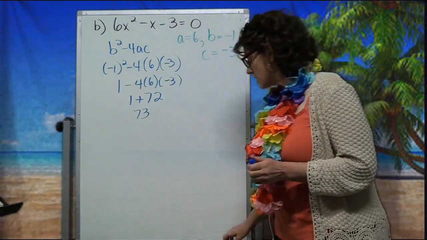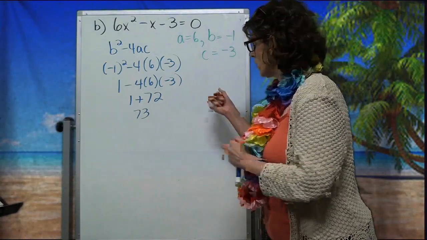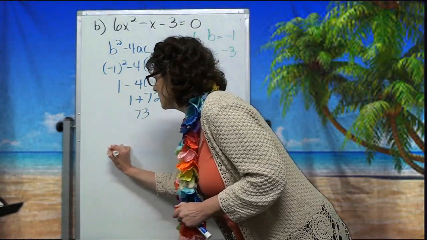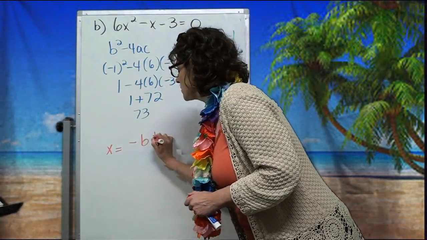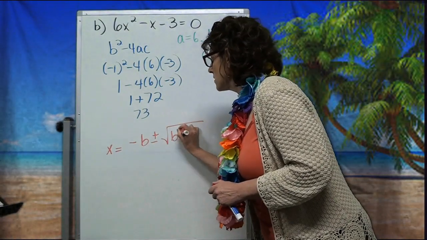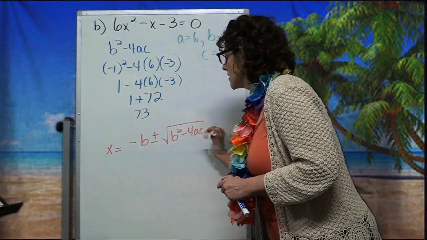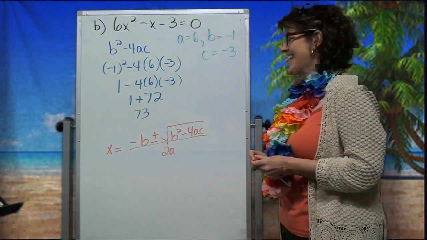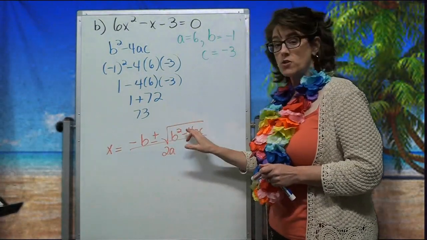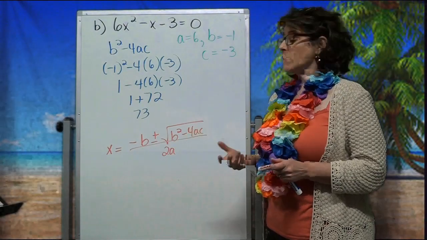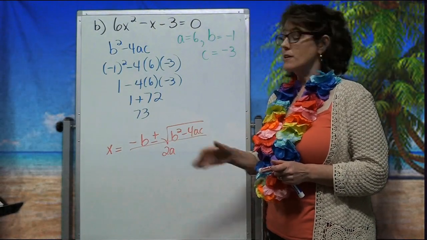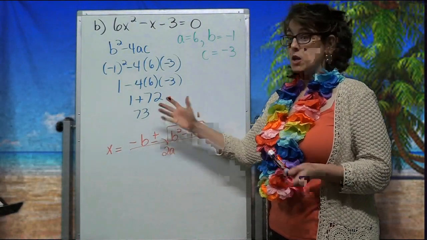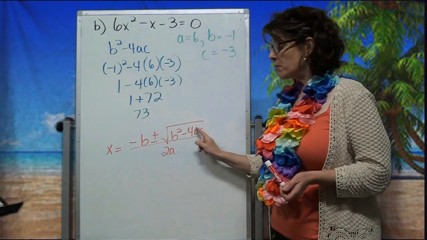So I ask myself, when I'm looking at the quadratic formula, negative b plus or minus the square root of b squared minus 4ac, all over 2a, this is what's going underneath that radical. Can you think of a number that you can multiply by itself to create 73? No, not at all. So I'm not going to get a perfect square out of there.